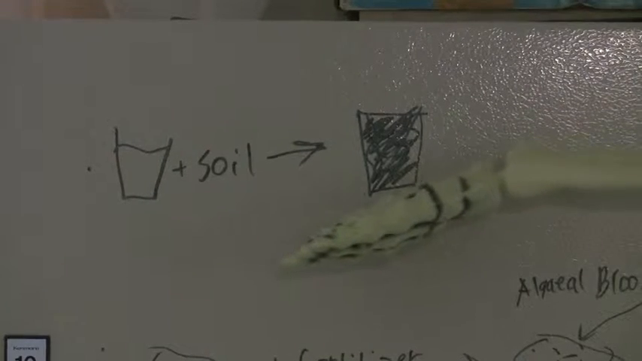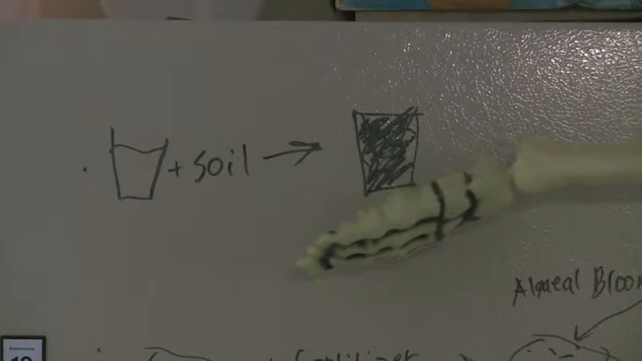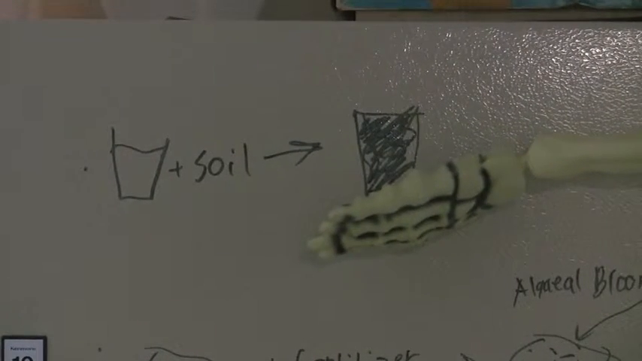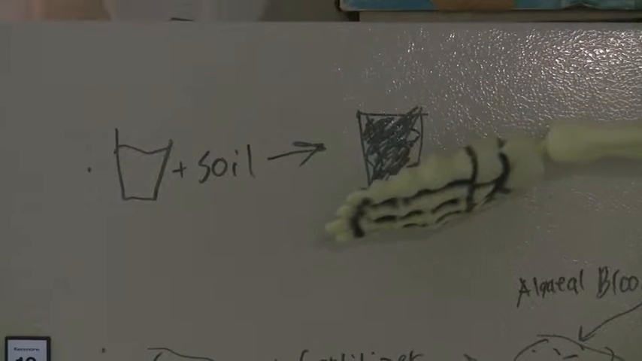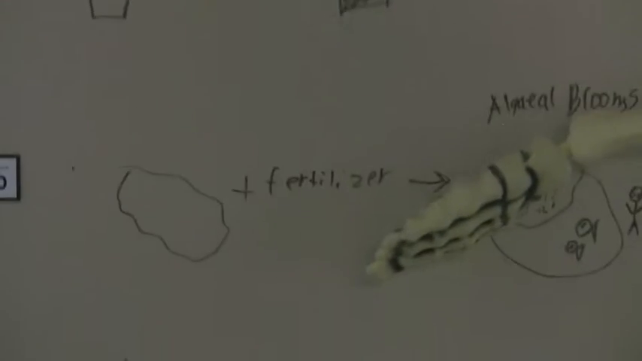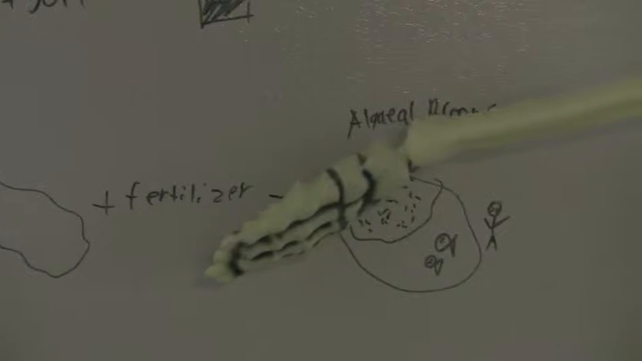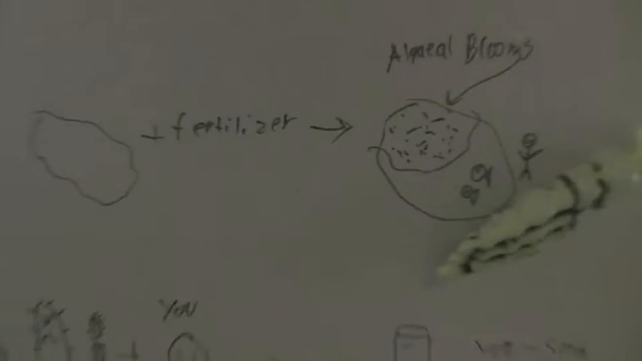Water plus soil, that's not good, because then there's increased turbidity, so it suffocates a lot of things. And then fertilizer causes a lot of algae to start growing, and then the dissolved oxygen decreases, which is not very good for very many organisms.